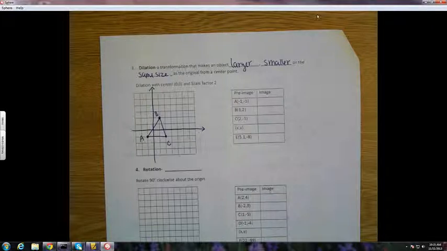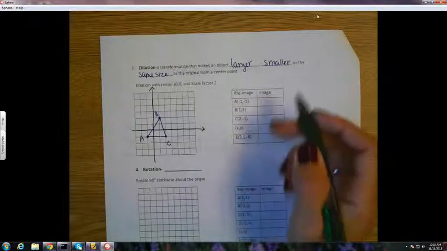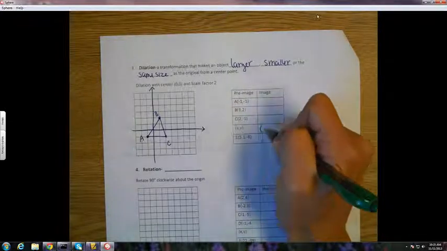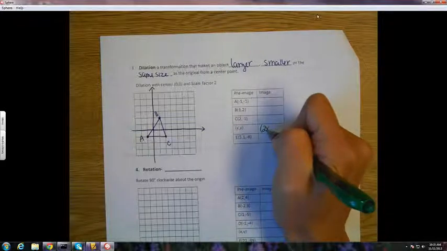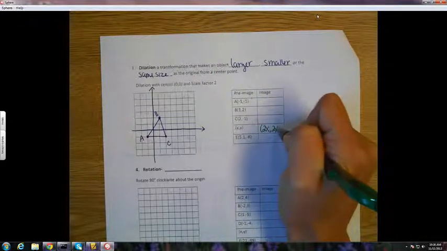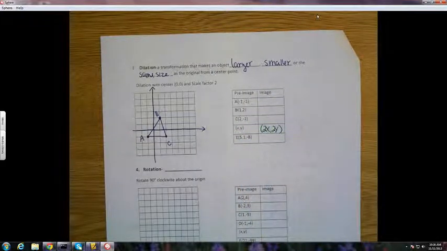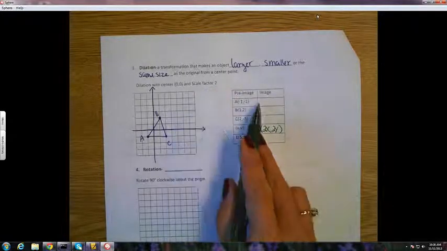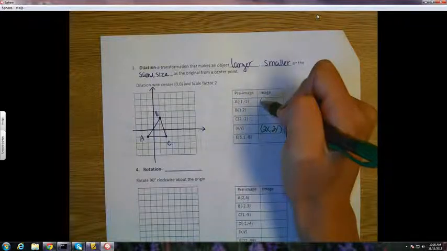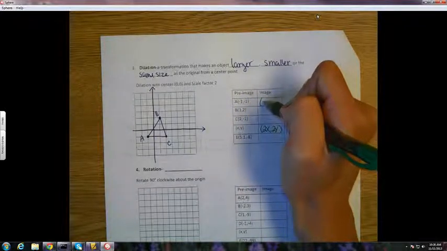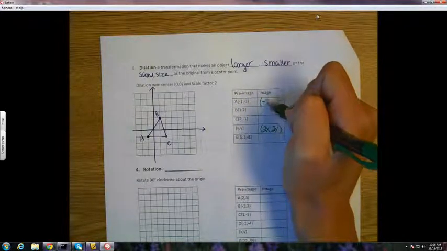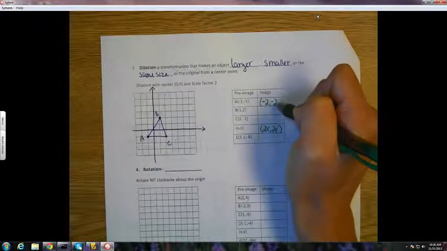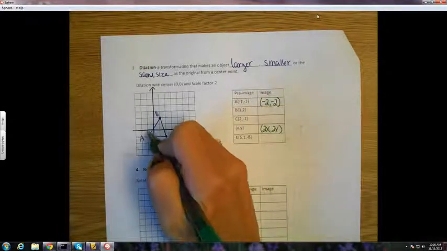Okay, to dilate something with a scale factor of 2 around the origin, I'll give you the rule right off the bat. All you're going to do is take the x and y values and multiply them by 2. Because we've got that scale factor of 2. So where is A going to land when you dilate it by a scale factor of 2? -2, -2. So -2, -2.